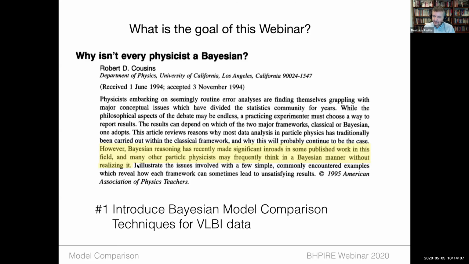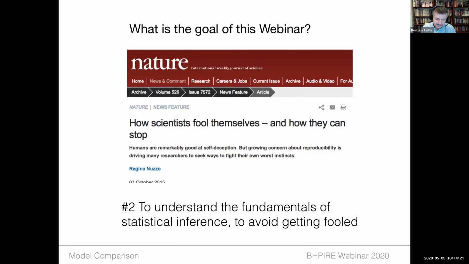So my first goal for this webinar is to demonstrate that the model comparison that we're trying to do is fundamentally a Bayesian process, and that informs what kind of tools we will be using in order to do the model comparison. But the second and more important goal of this webinar is to understand not only the fundamentals of statistical modeling, but also the pitfalls. We need to be able to know under what circumstances the results that we're getting from such a fitting are not appropriate, are not correct, or they're misleading, they're biased, to avoid getting fooled.